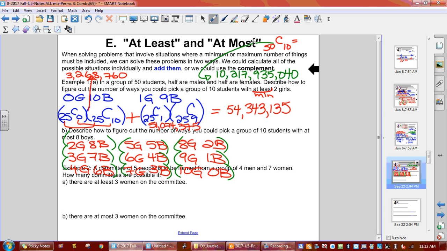Then it got specific on us and gave us some guidelines. Minimum 2 girls. Well, this is with 0 girls or 1 girl. So now what we're going to do is we're going to take this green number, the total choices, and subtract 1 girl or no girls. So we're going to take the green one and subtract the red one. And that's going to give us a final total when we subtract them of 10,217,935,040.